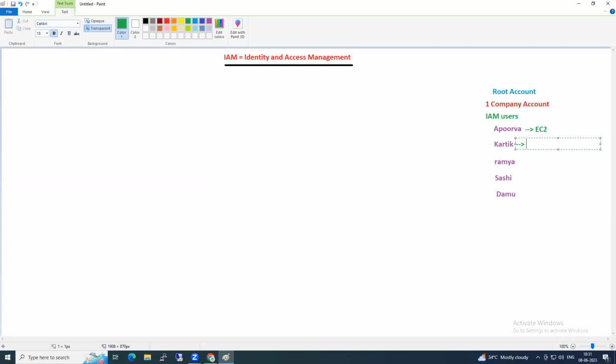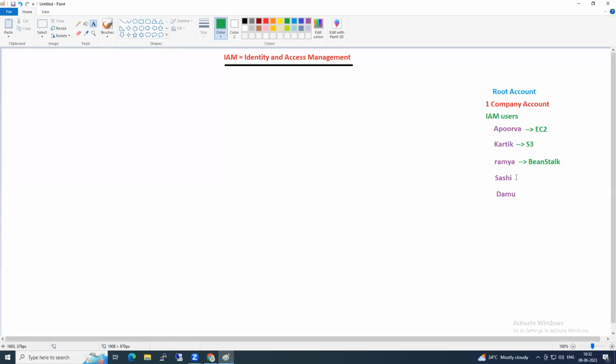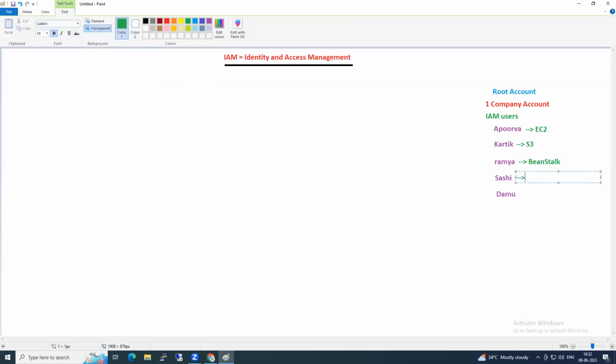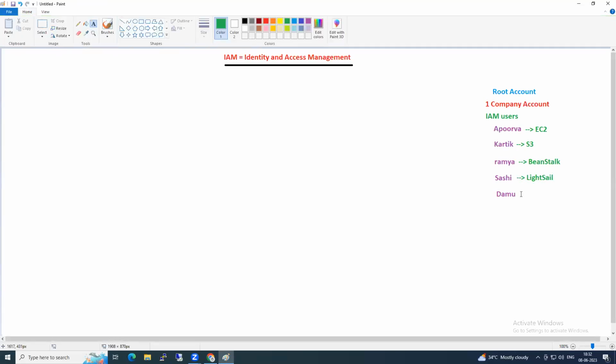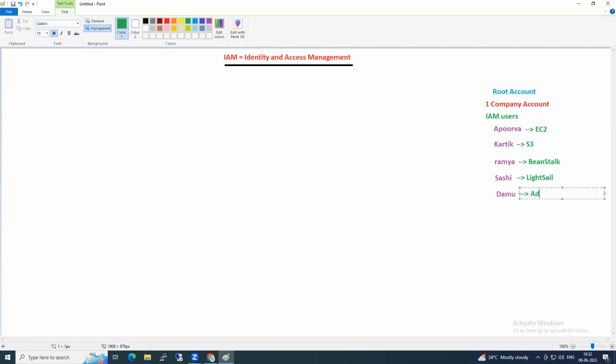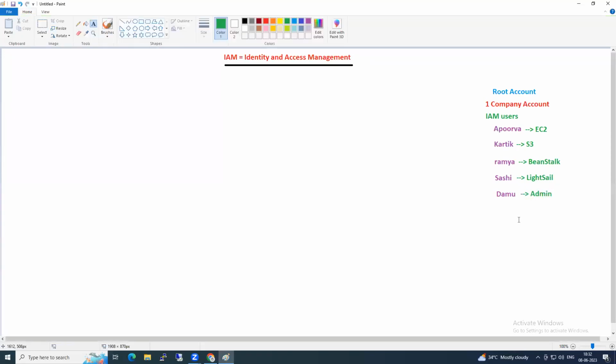For Karthik, S3. For Ramya, Beanstalk. For Shashi, Lightsail. For Damu, can I give admin permissions? Since he is your friend, that is why you give admin permissions.